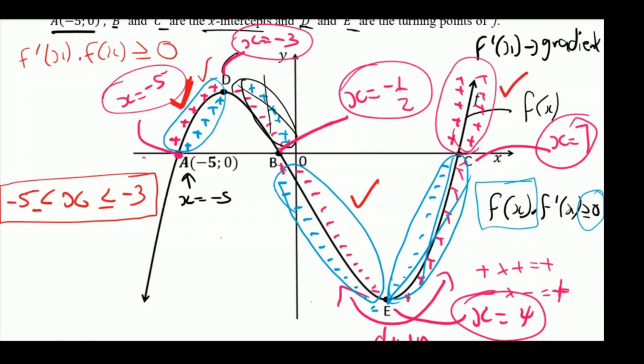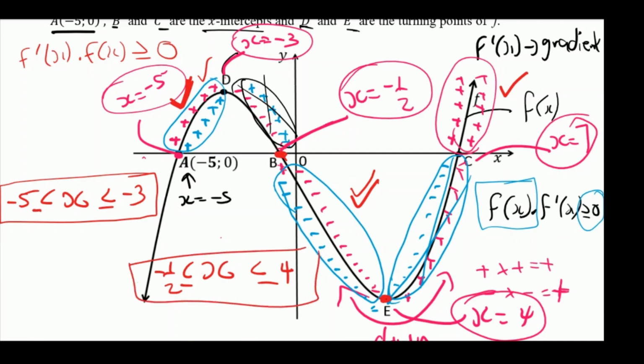And then we try out this one here also, where we can start off from B going to E. So we can say when x lies between minus 1 over 2 and 4, this one is also correct. So if you write this or you write this, it will be correct.